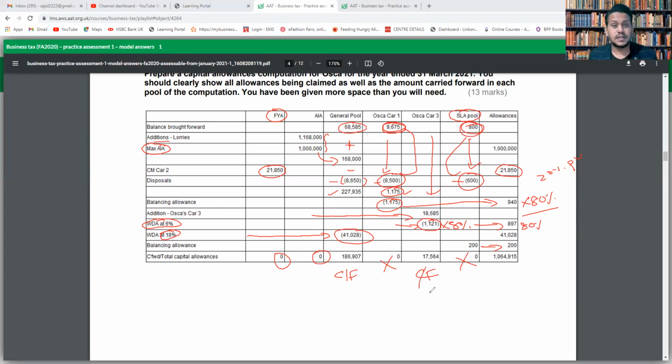So capital allowance and the basis period, these two areas will be very tricky. So you have to keep some special time. You have to revise these two areas very carefully for exam purposes. All right, so let's move on to the next question. Let's have a look at what we have there.